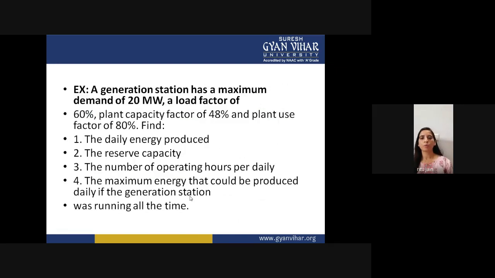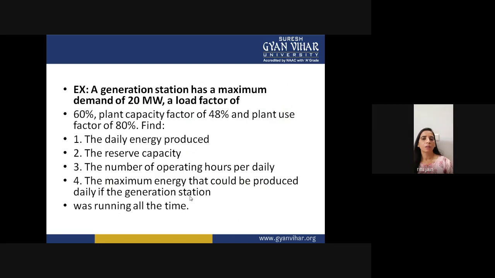Now we come to the next question. For example, a generation station has a maximum demand of 20 megawatt, a load factor of 60%, plant capacity factor of 48%, and plant use factor of 80%. Actually, in this question, the maximum demand is given, the load factor is given, plant capacity factor is given, and plant use factor is also given.